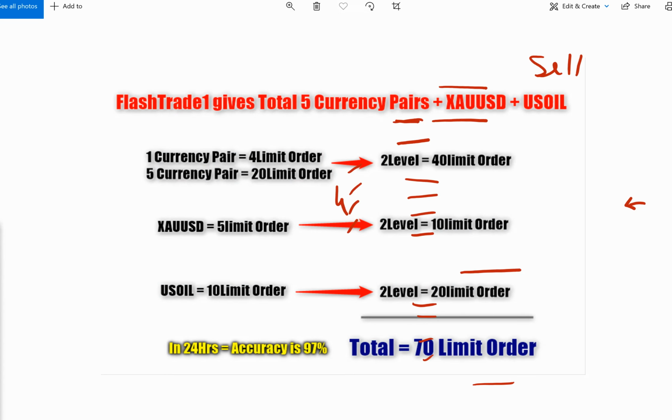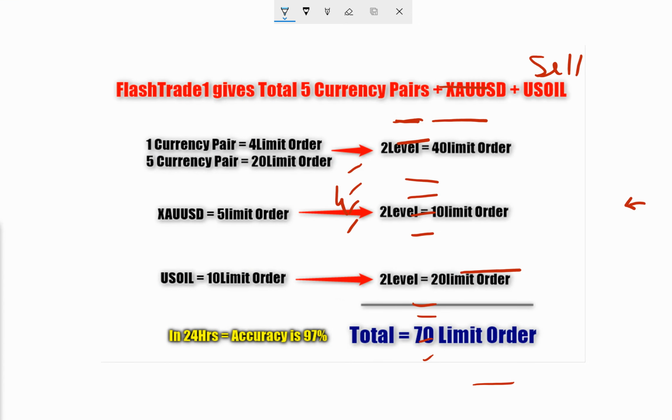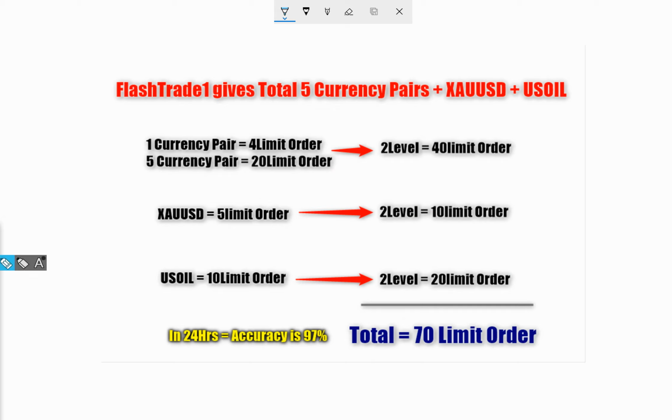trades 5 currency pairs, gold and US oil. Flash Trade 1 shares the signals of 5 currency pairs, gold and US oil in the Telegram channel. For one currency pair, we have seen that the limit orders are 4. So for 5 currency pairs, 20 limit orders. And this is just for level 1.